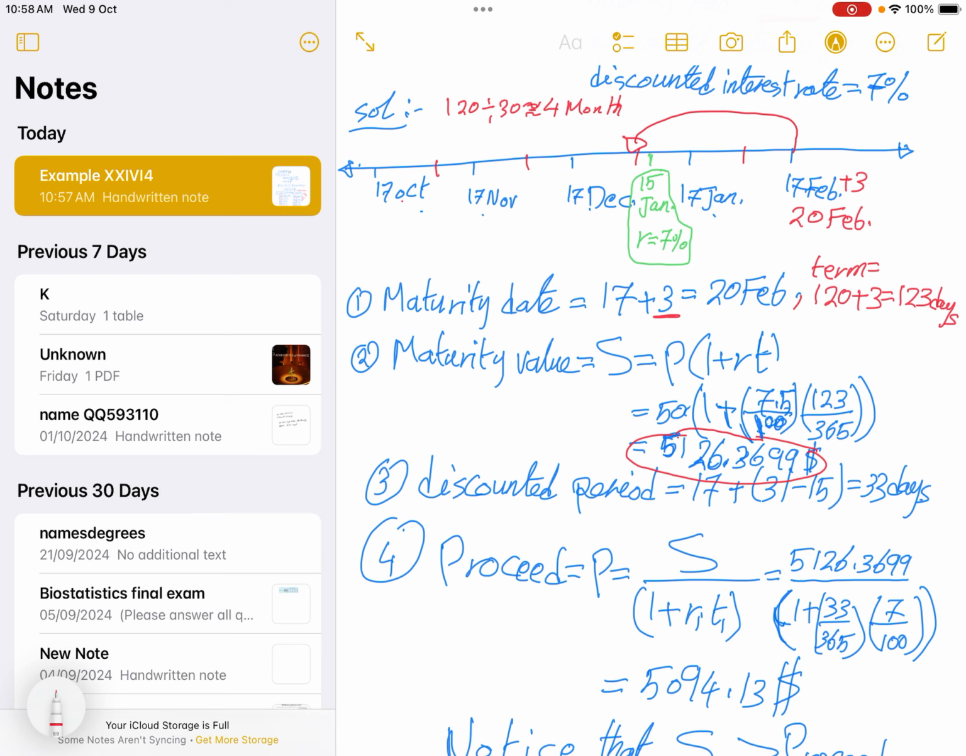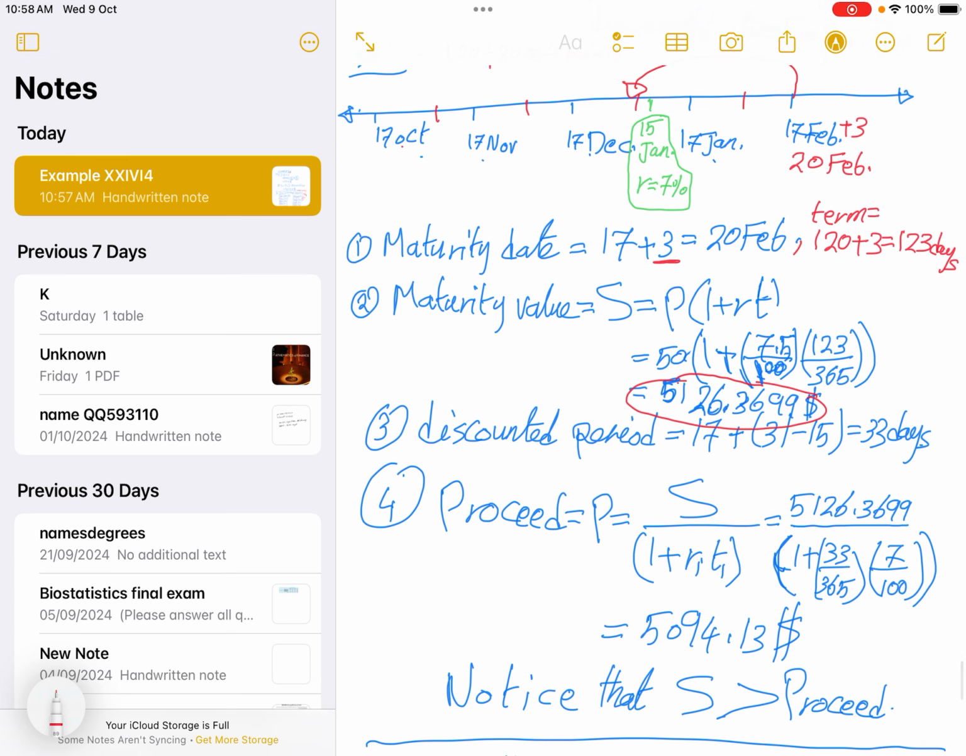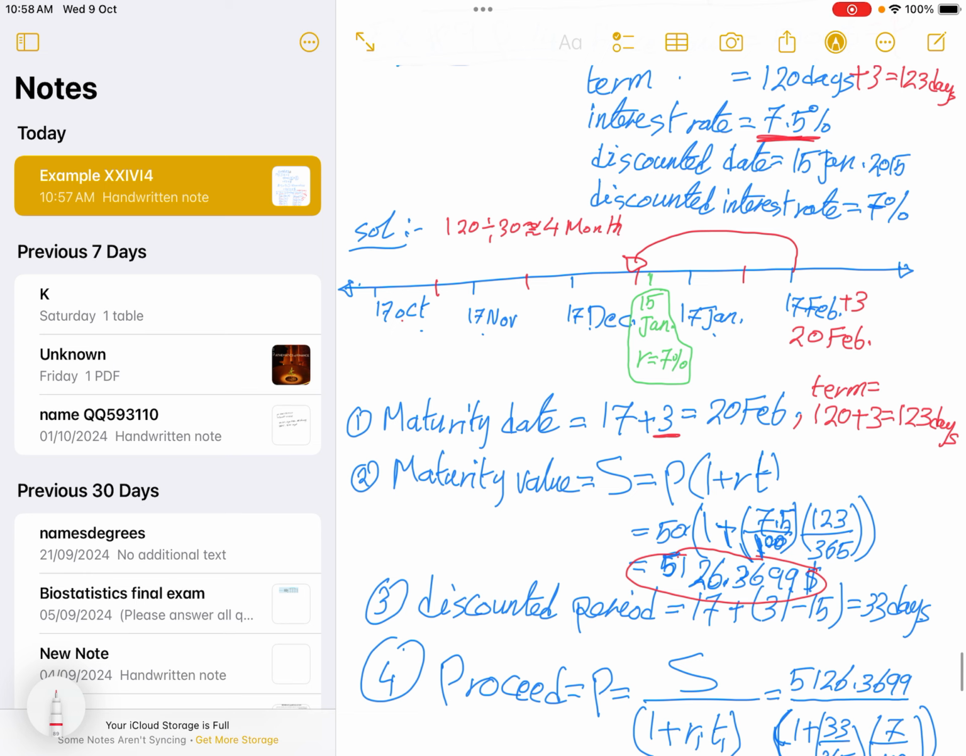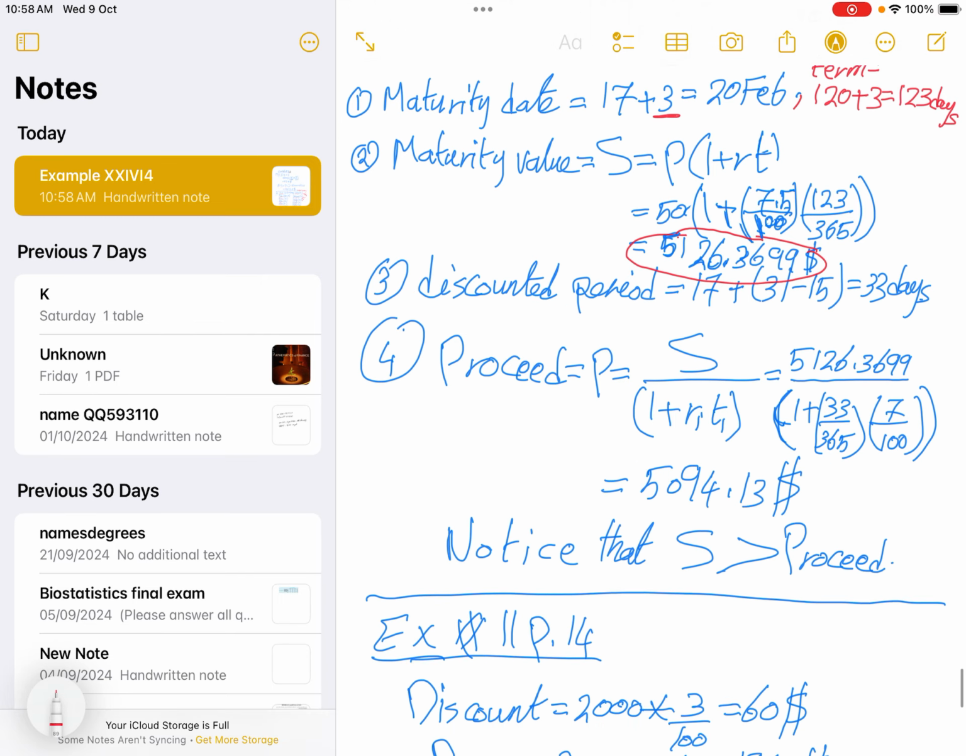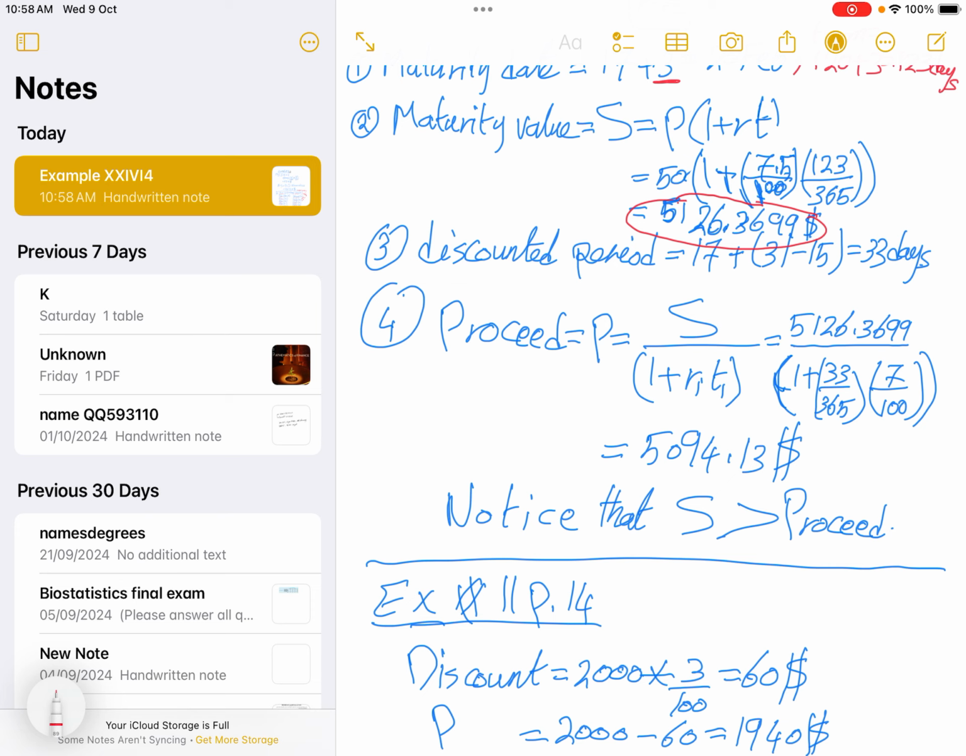Then B proceeds equals S over 1 plus R1T1. Then you will have 33 over 365 multiplied by the discount rate. Notice here the discount rate, which is given here, is 7%. Then use it here. You will have $5,994.13. Notice that the maturity value is always greater than the proceeds.